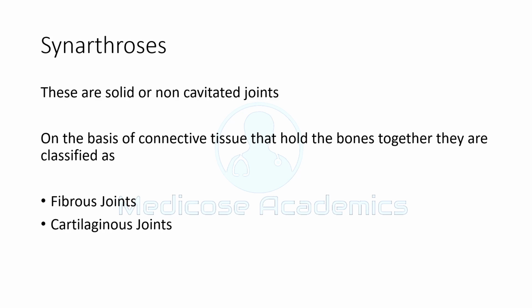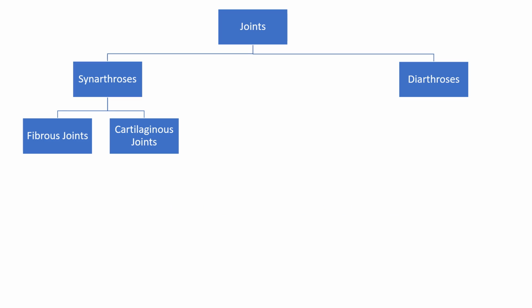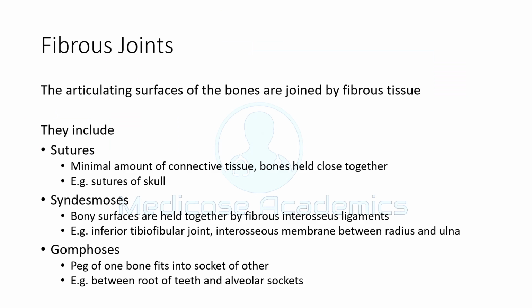So it must be held by some material, and depending upon that material, they are divided into two further types. They are known as fibrous joints if the bones are held together by fibrous tissue, or cartilaginous joints if they are joined together by cartilage. So we go to the next step, fibrous joint and cartilaginous joint. Let's discuss them one by one.